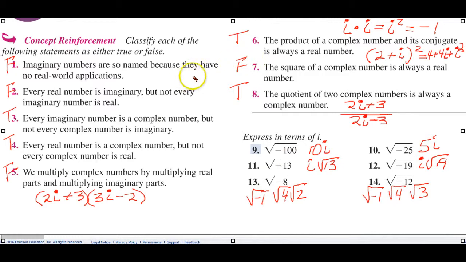Okay, lots of stuff here. Let's start with number 1. Imaginary numbers are so named because they have no real world application. No, they do have real world applications, and so that's not true. Every real number is imaginary. See, this part right here is false. No real number is imaginary.